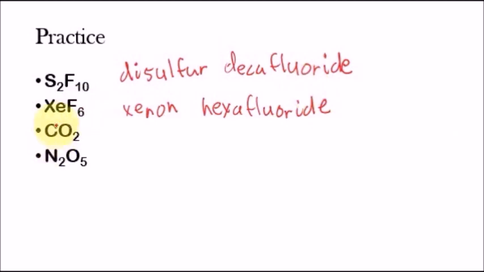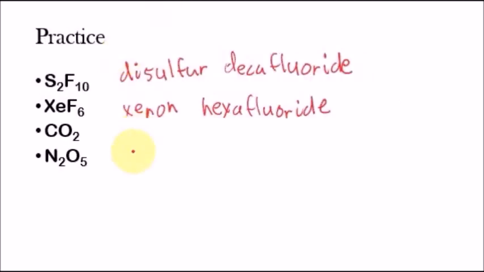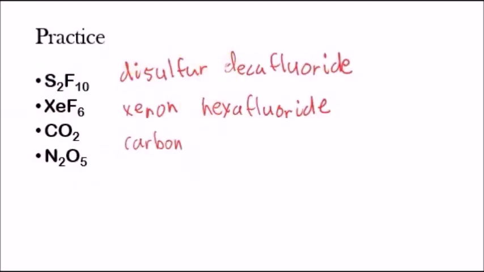Third example here, we have carbon. We only have one carbon, so we're not going to say monocarbon because there's only one. We're just going to write carbon. And then for our second element here, which is oxygen, we have 2, so the prefix is di. And then we're going to write the element with the IDE ending, so the IDE ending for oxygen is oxide.